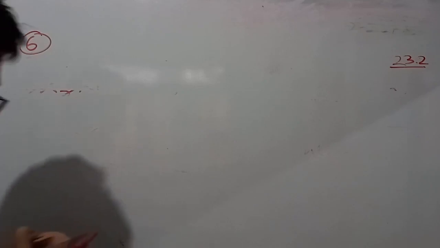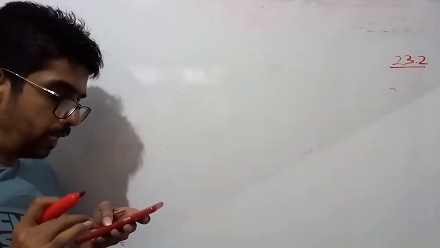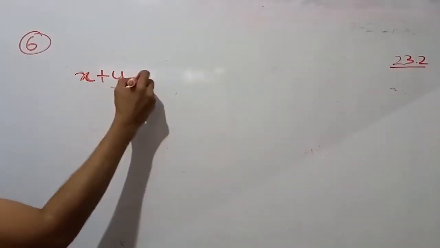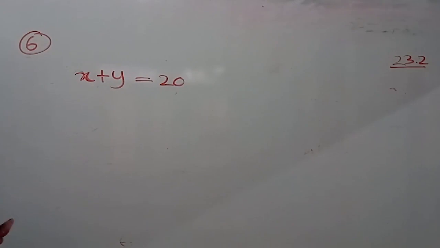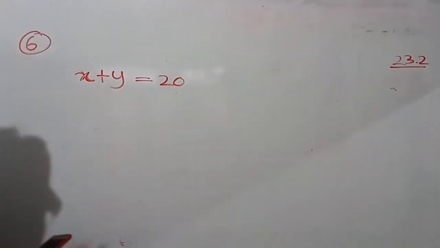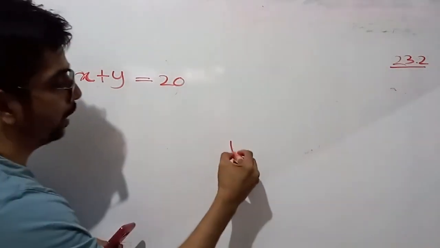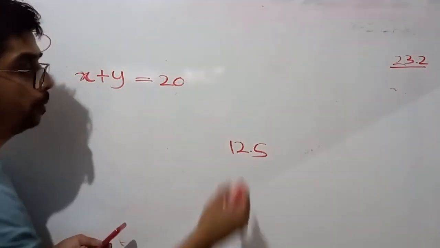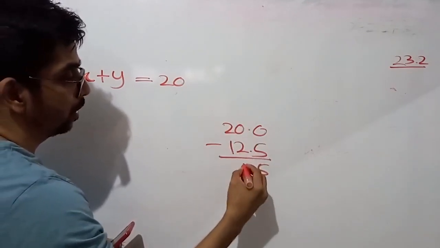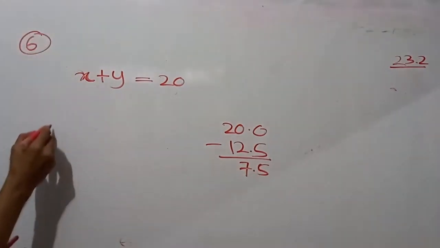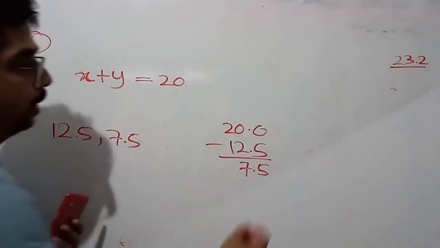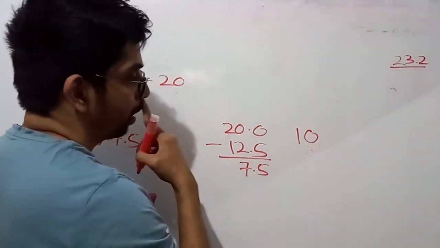Right. So now for part 2. Give 3 pairs of non-integral values that the lengths of the parallel sides can take. So still x plus y is equal to what? 20. Before, we gave integral values. Non-integral means what? Decimal numbers. Right? Let's take one as 12.5. Then what will be the other? 20 minus 12.5 is 7.5. So we can take 12.5 and 7.5.